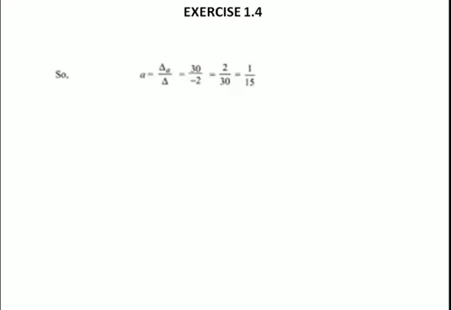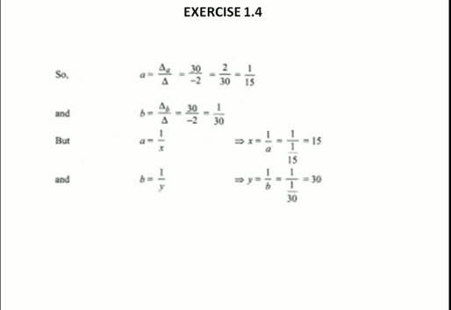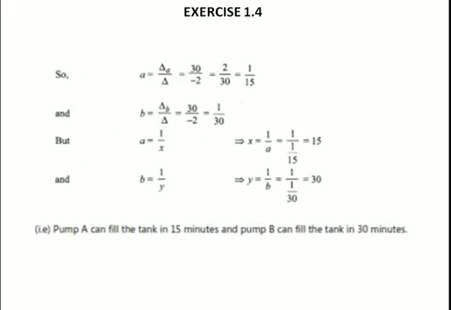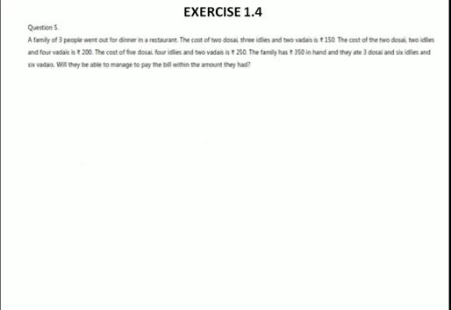So a equals delta a by delta, which is 1 by 15. b equals delta b by delta, which is 1 by 30. a equals 1 by x, so x equals 15. b equals 1 by y, so y equals 30. Pump A can fill the tank in 15 minutes and pump B can fill the tank in 30 minutes.